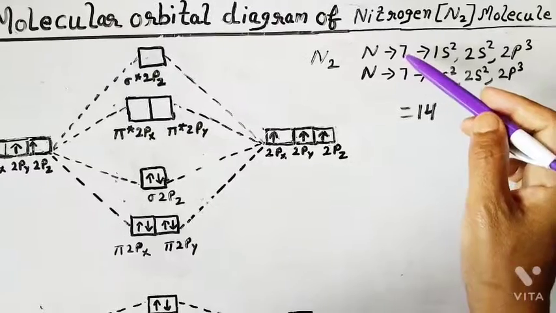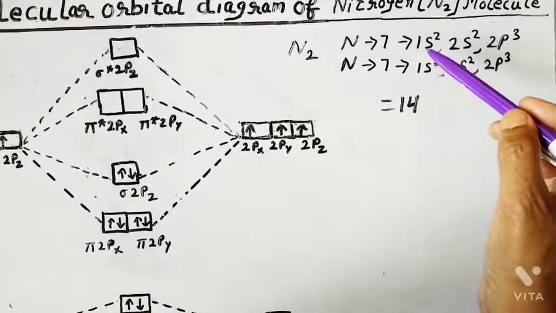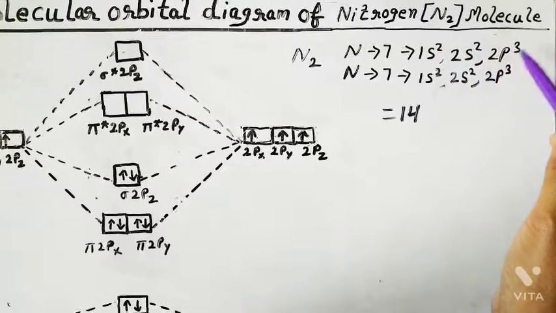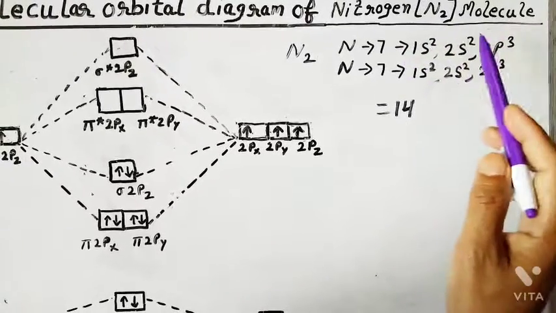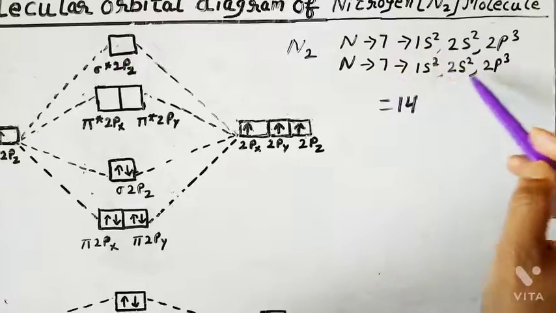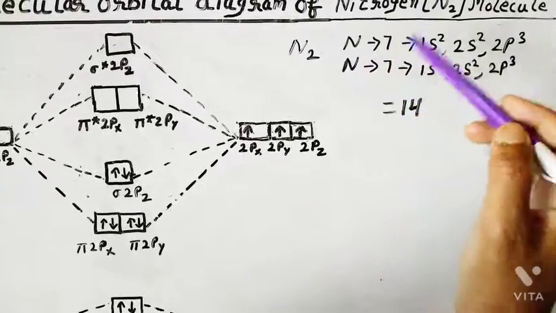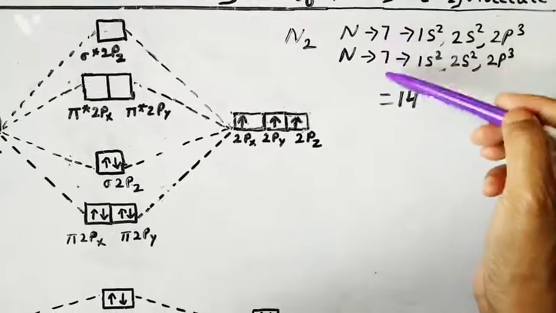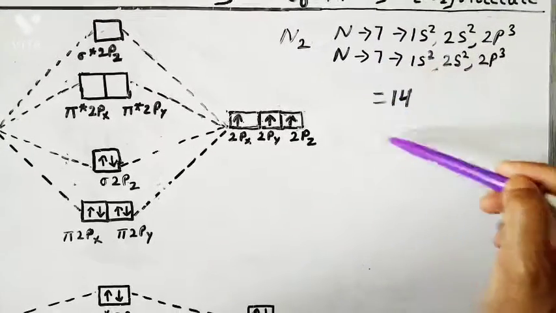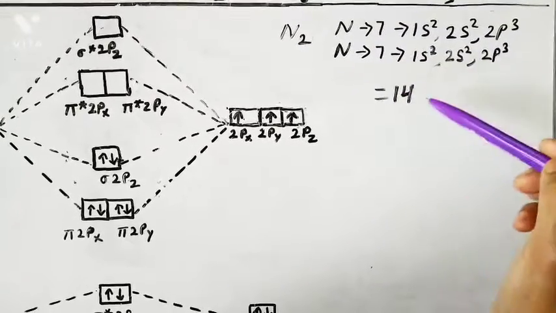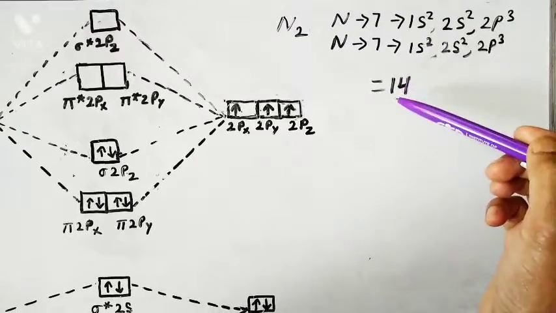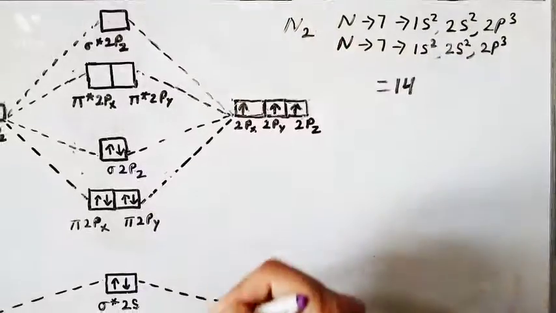Atomic number of nitrogen is 7, so electronic configuration will be 1s2, 2s2, 2p3. So same electronic configuration will be for second nitrogen atom, and in both nitrogen atoms, 7 electrons are present, so total number of electrons in a molecule is 14. So we have to fill 14 electrons in this molecular orbital.